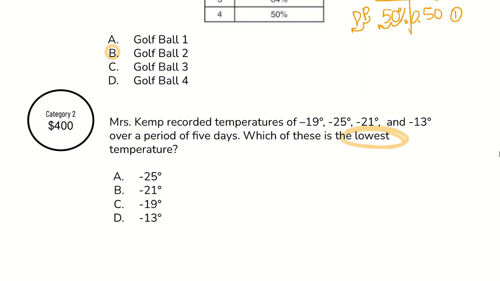So I always tell my kids with negative numbers, we've got to reverse our brains. The one that looks the biggest is actually the smallest because it's farther away from 0. It's farther away from all those positive big numbers. So I'm really looking for the biggest negative. That is going to be the lowest temperature. That's when I'm going to be freezing cold, right? So we've got negative 19, negative 25, negative 21, and negative 13. And it looks like negative 25 is my biggest negative. So actually it is the lowest temperature.